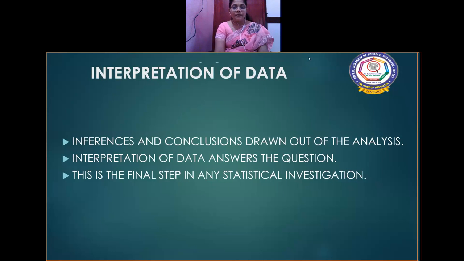Next one, interpretation of data. Inferences means opinions and conclusions drawn out of this analyzed data, and interpretation of data answers the question. You may have a lot of questions in your mind, so according to that, you should plan. This is the final step in statistical investigation. You should plan the questions in such a way that you get the answers which you require. So these are all the steps which are involved in statistical inquiry.